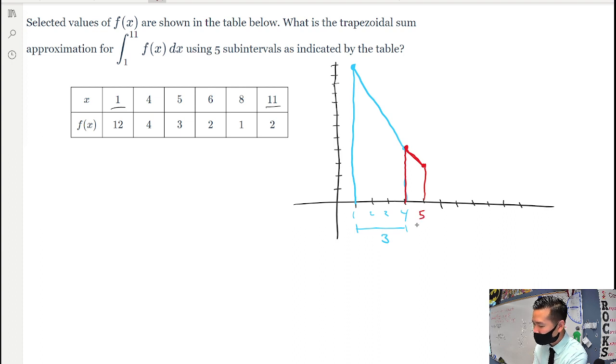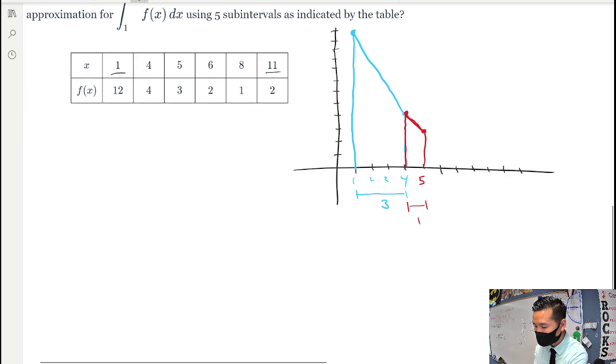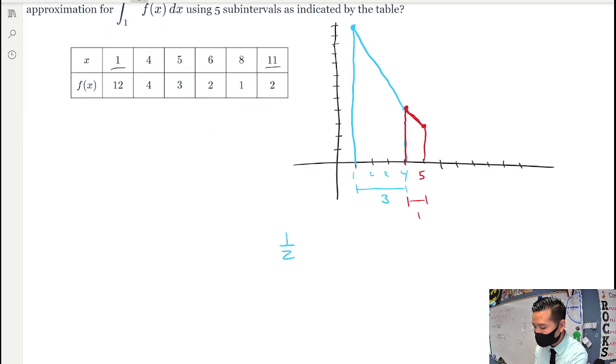Now, what's that interval from 4 to 5? 1. So, when you do the area of this trapezoid, the first one is going to be this one in blue, which is going to be, would you agree, 1/2 times 12 plus 4 times 3. Does that make sense? 12 is up here, 4 is right there. Those are your bases. How'd I get the 3? Your delta x is how much it's changing from one to the next, which is changing by 3.